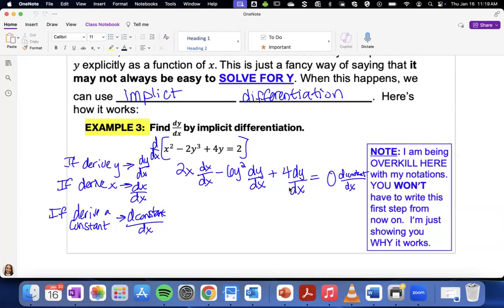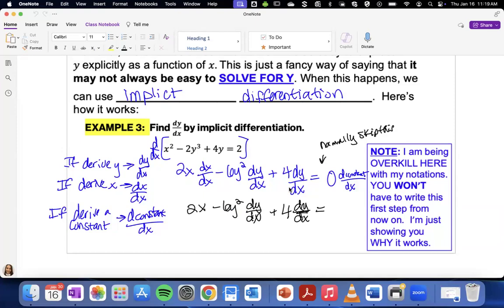So what I have written in blue, we are normally going to skip this step, okay? Okay, so in black, you could go immediately to this next step. Do you understand dx over dx is just 1? So we would write 2x minus 6y squared. We still have to write the dy over dx's plus 4 dy over dx is equal to, what's 0 times constant, d constant over dx? 0 times anything is 0.